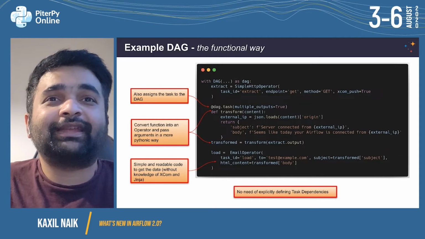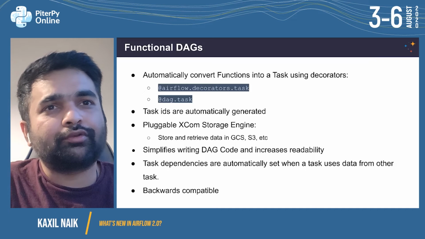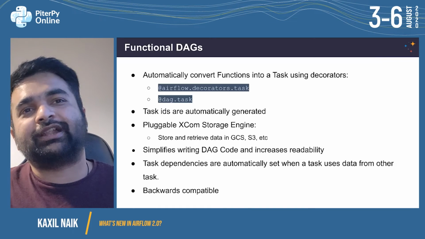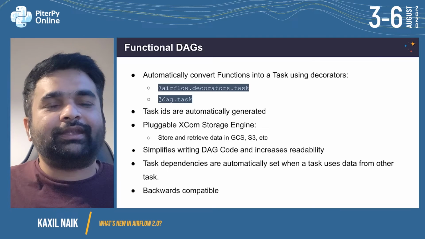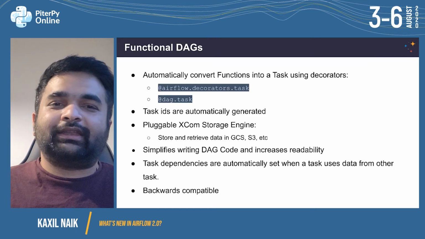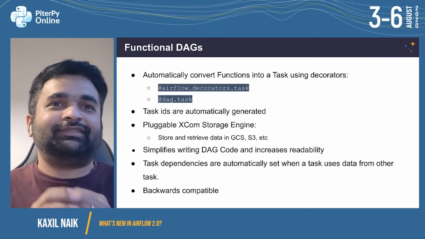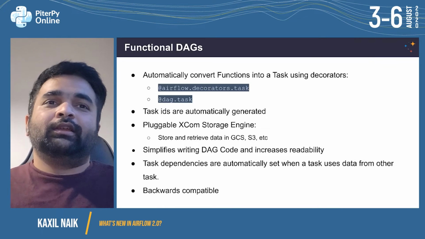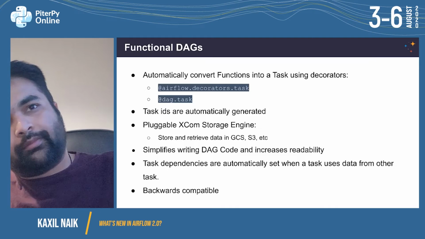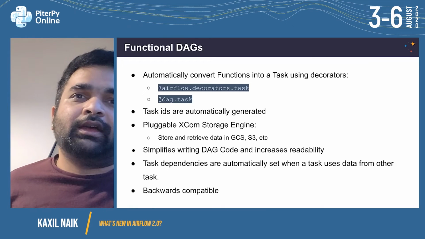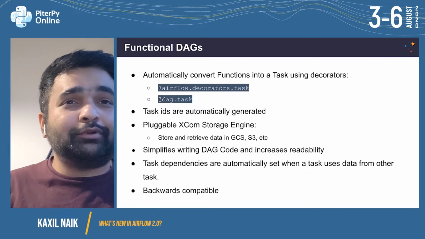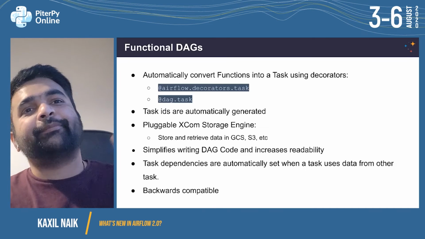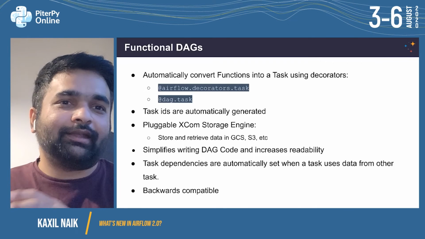You will also have a pluggable XCom storage backend, so you could store XCom data in S3 or Google Cloud Storage, allowing users to transfer big chunks of data between tasks. So you can store a data frame in a CSV file, or you can store a data frame in a different format in S3, and the next task can load from S3 or cloud storage. And as you have already seen, it improves readability, dependencies are automatically set, and all this is backwards compatible with Airflow 1.10.